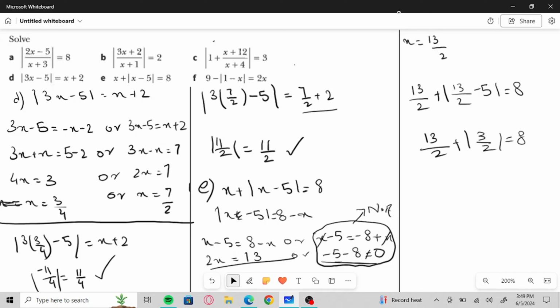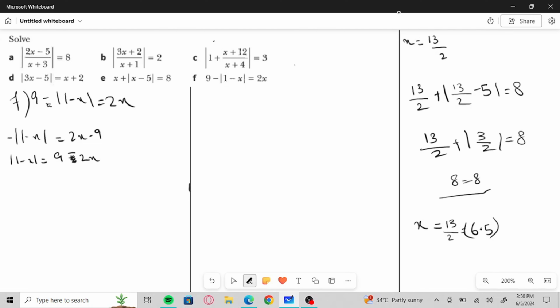And now what we're going to do is part F. It's 9 minus |1 minus x| equals 2x. First of all, whatever you do in a question, simplify the equation itself. So we have |1 minus x| equals 2x minus 9. And this is a negative 1 minus x. See? So for it to become positive, we have to change the other side. So |1 minus x| equals 9 minus 2x. My bad. So we have multiplied this by negative.